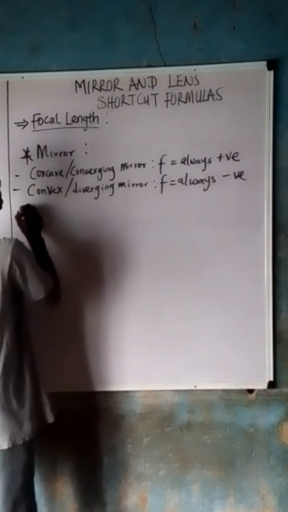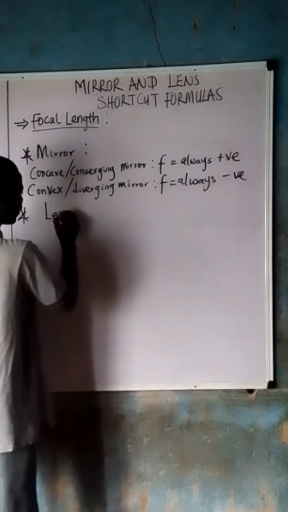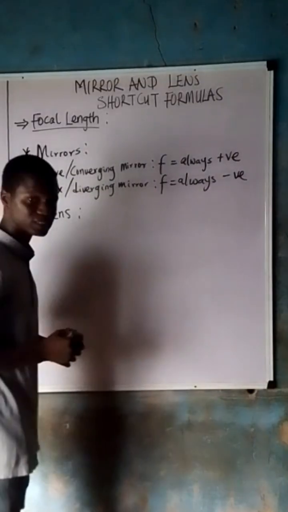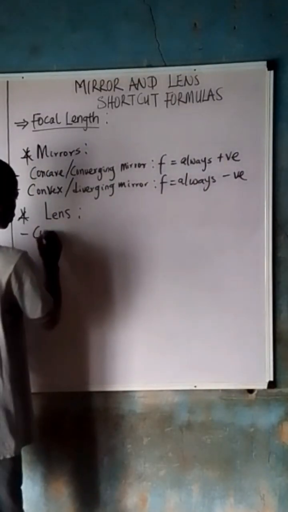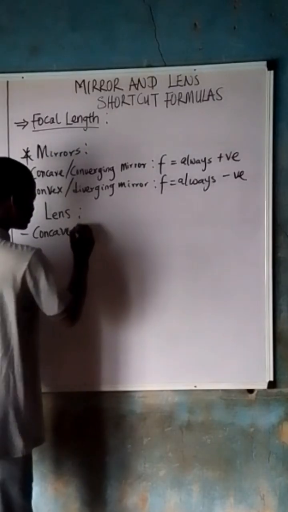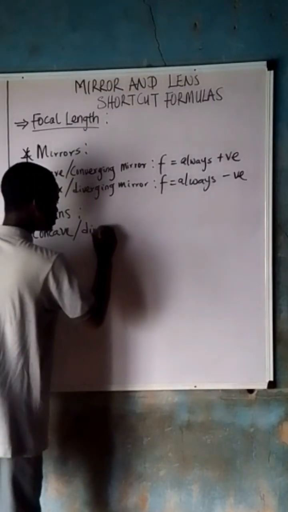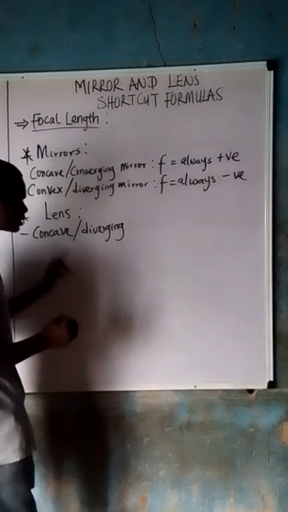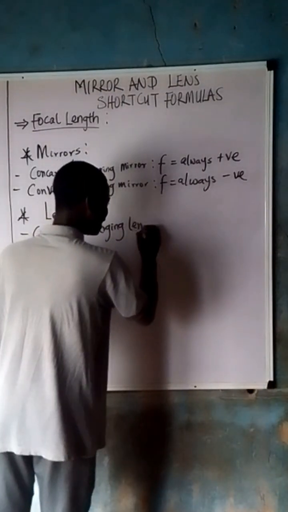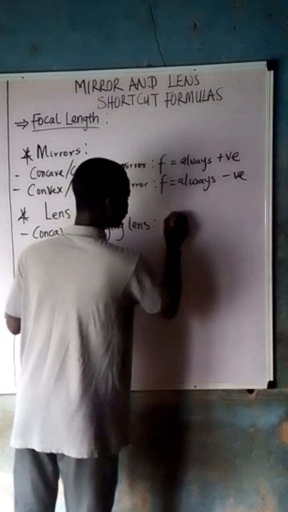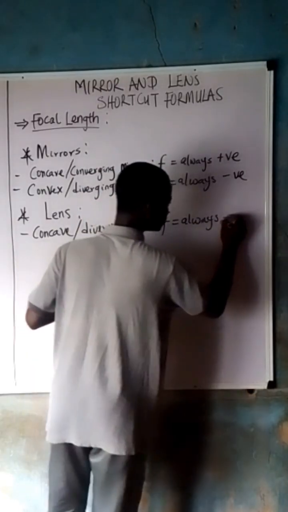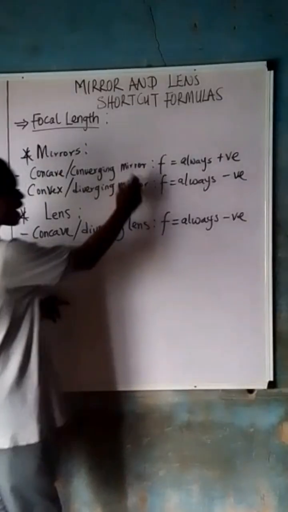Now, for your lenses, the reverse is the case. For lenses, the reverse is the case. The concave lens is called a diverging lens. So we call it either concave lens or diverging lens. For this one, the focal length is always negative. So be taking note of this. This is the inverse of this.